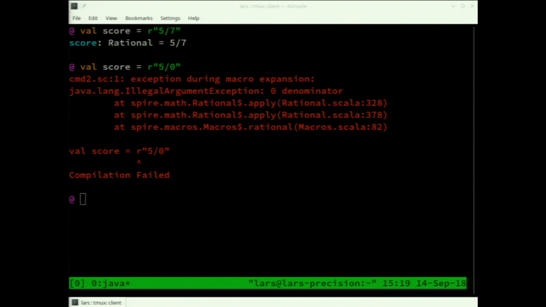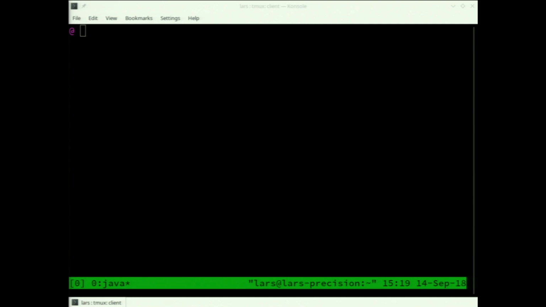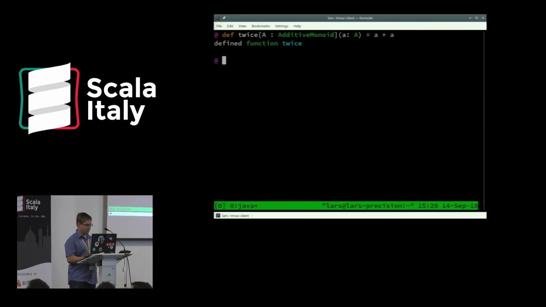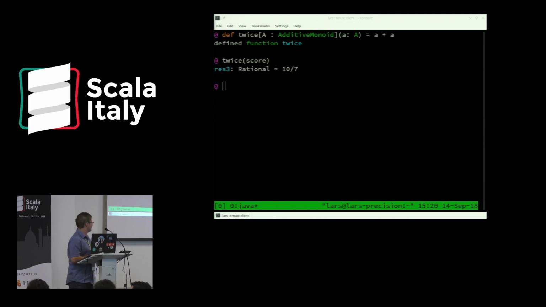And you can also manipulate those things, of course. So let's say I'm writing a function that takes a number and then adds that number to itself. This also showcases the way that you can deal with these additive monoid type classes and all sorts of other type classes. And then you can call this, for example, on the score. So now you have 10 over 7. And of course, Spire will also simplify these fractions for you. So if you have 2 over 4, then you get the simplified.